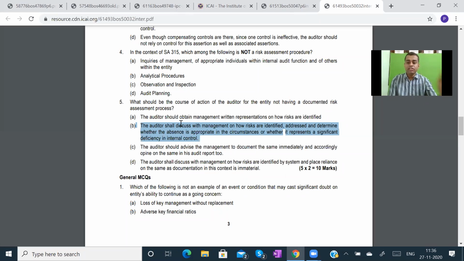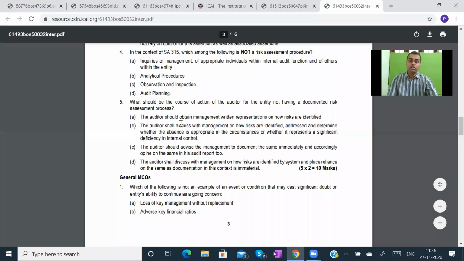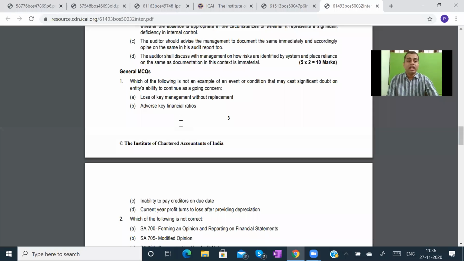After I told the answer, everybody will say B only. No? I should have asked you before. Okay, chalo, general MCQs. Ma, read general MCQ.